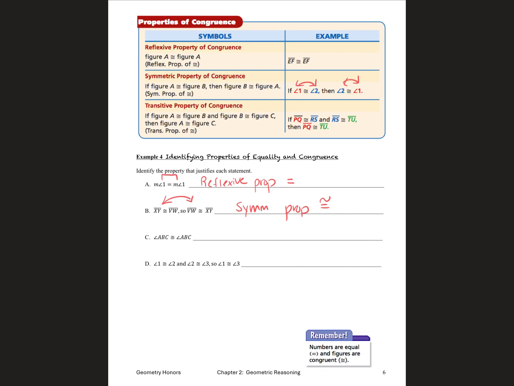Here you have the same thing. You have an angle congruent to the same exact angle, ABC. Nothing about it has changed, and so it's reflexive again. But because it has the congruent symbol, it's reflexive property of congruence. And then the transitive, that's like if something and something else, then something else. That's going to be transitive property, and it has congruent symbols, so it's transitive property of congruence.